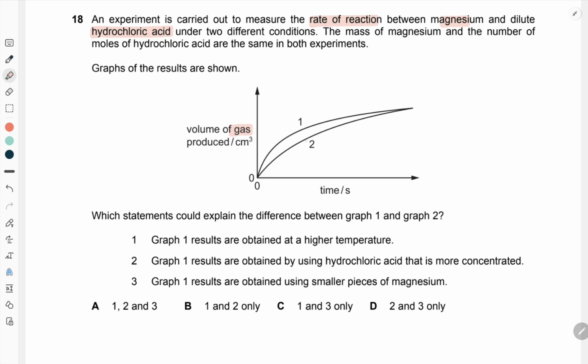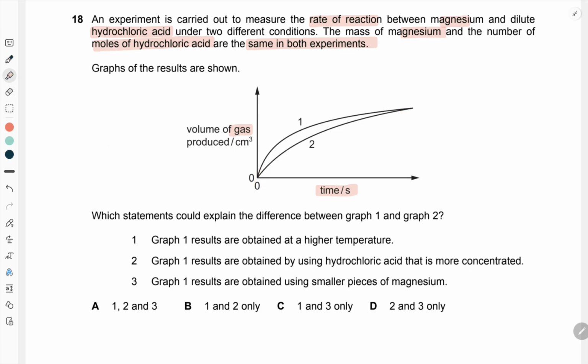This is the graph which shows the volume of gas along the y-axis and time along the x-axis. The mass of magnesium and the number of moles of hydrochloric acid are the same in both experiments. So you're not changing the mass of magnesium and moles of HCl, but definitely you are changing some condition. That's why you have different curves. You can see graphs 1 and 2 are different, but the end product is the same. The important thing is the end product is the same and both start from the same origin, right? So this is what we need to consider.